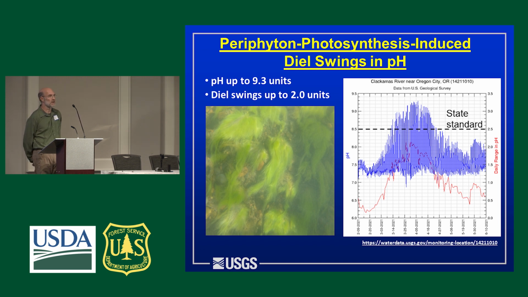And if I didn't mention it, that's because of the photosynthesis by the algae. As they take the carbon dioxide out of the water during the day, the pH goes up. And then when the sun goes down, they continue to respire, and all of the collective stream metabolism brings the pH down. And you can see here exceeding the state standard quite a bit. And this shot here is of some green algae from the McKenzie River in 2021, so after the fires.